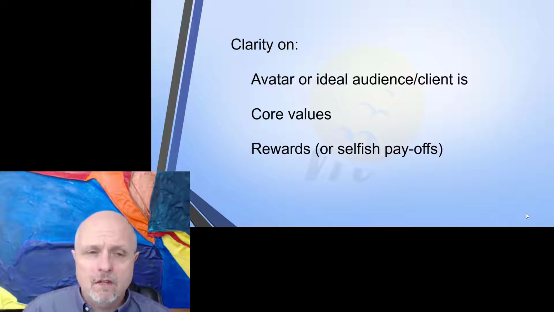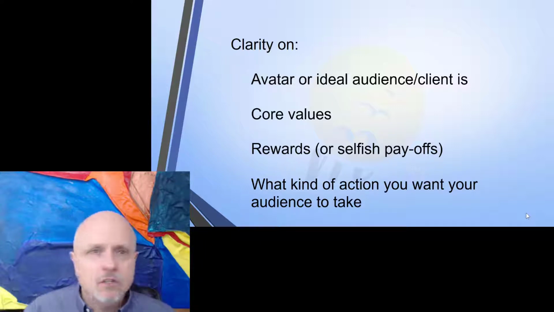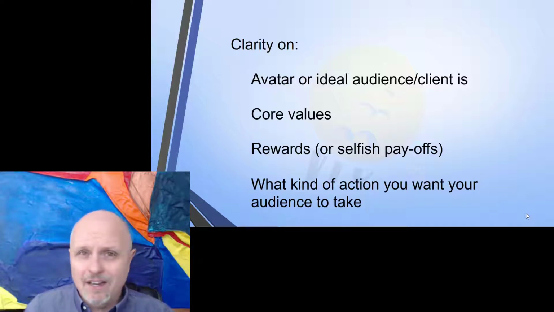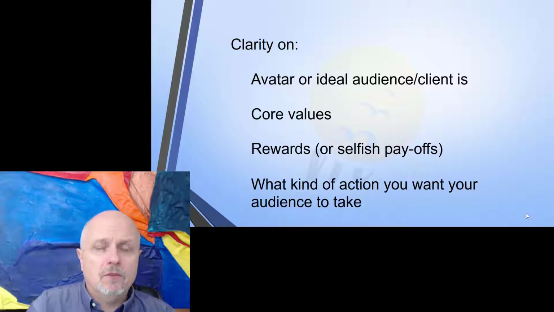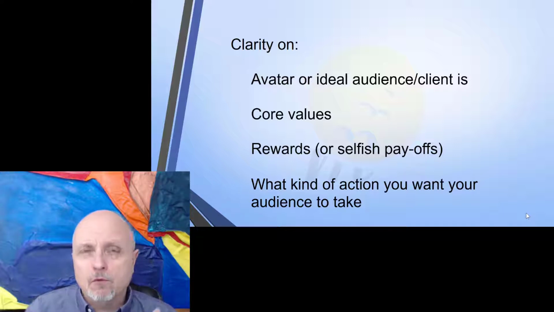The fourth mechanism is, what kind of action do you want your audience to take? What's your intention of making videos? What do you want them to do? And you have to know that in advance. Maybe you want them just to basically hit like, or maybe you want them to eventually buy products or services from you. Well, you have to know that before you start doing videos, and that's why it's pre-production.